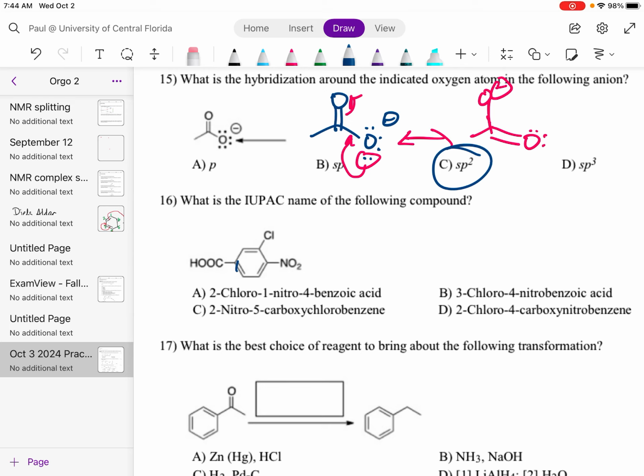So how do we number this? We number it in a way to give the second substituent the lowest locant number. So it has to go this way. So we are looking at a 3-chloro and a 4-nitro. And does anything match that? That would be answer B.